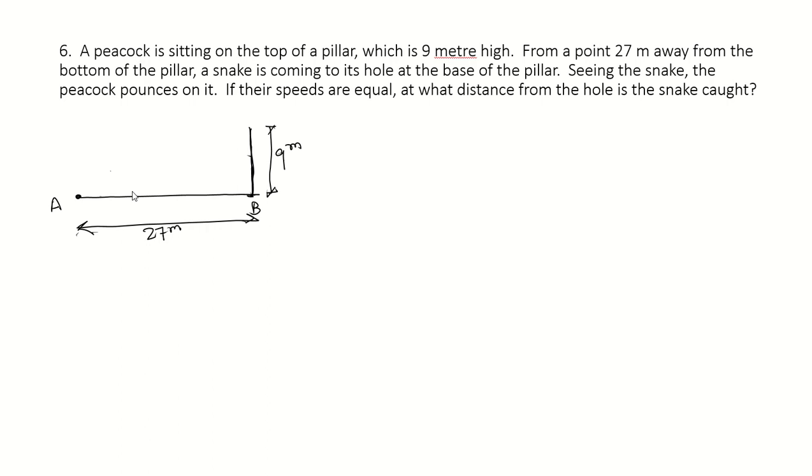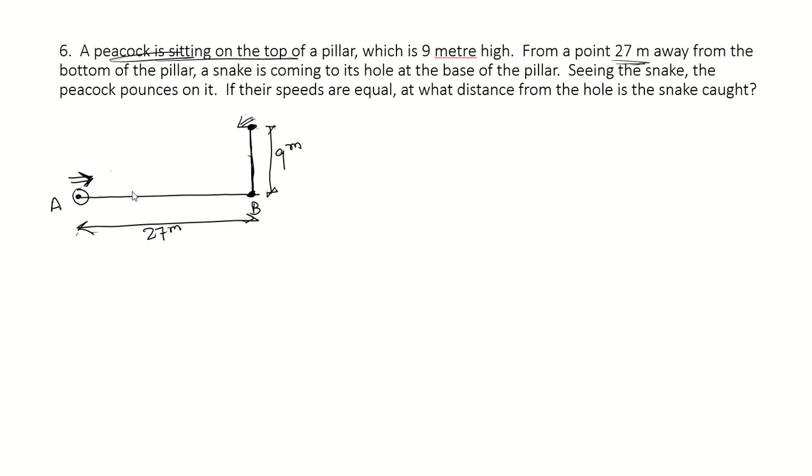A snake is coming to its hole at the base of the pillar. So this is the base of the pillar. There is a snake here, moving towards the hole. From a point 27 meters away, a snake is coming to its hole which is at the base of the pillar. Seeing the snake, a peacock pounces on it, and the peacock is sitting on the top of the pillar. So the peacock starts to come from here, and the snake will come from here.